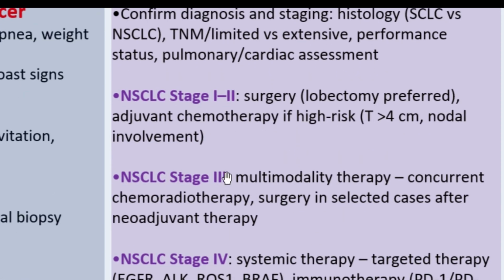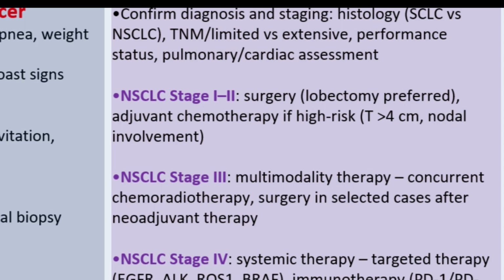Then stage 3, where things are now advancing, we may do the multimodal therapy, where you want to give chemoradiotherapy on top of chemotherapy. And then in selected cases, we may do surgery after the neoadjuvant chemotherapy. So you may give chemotherapy and radiotherapy before, then the tumor shrinks, and then you do the surgery.